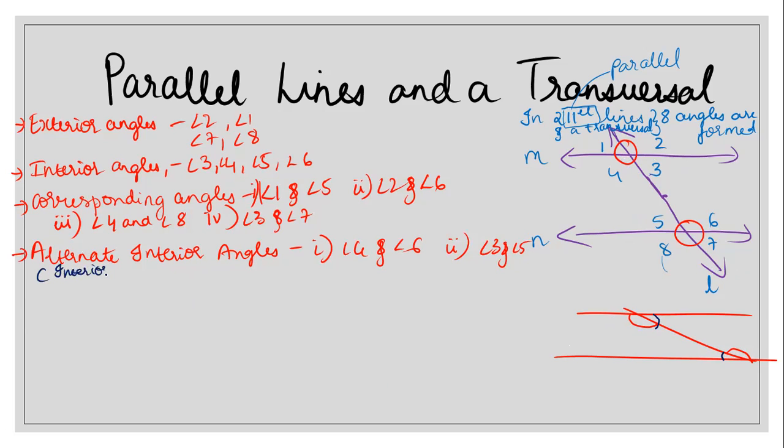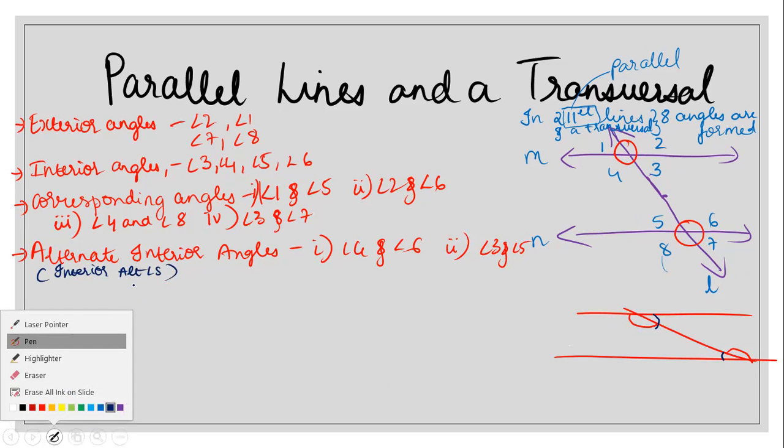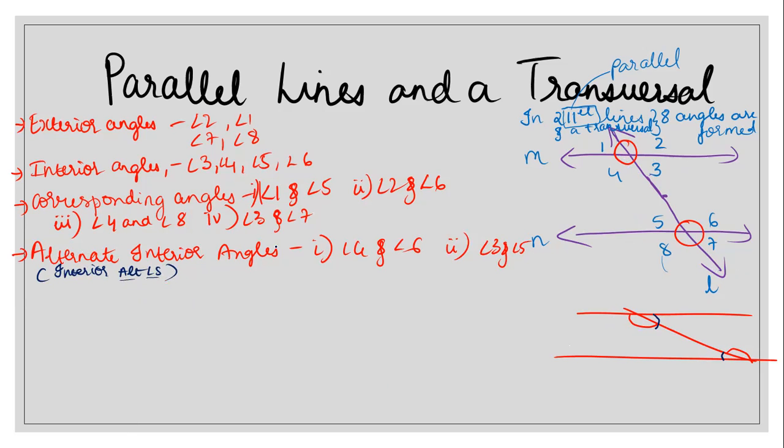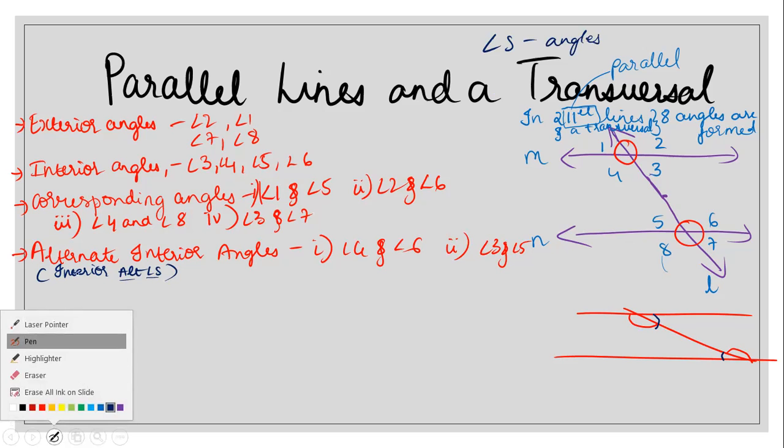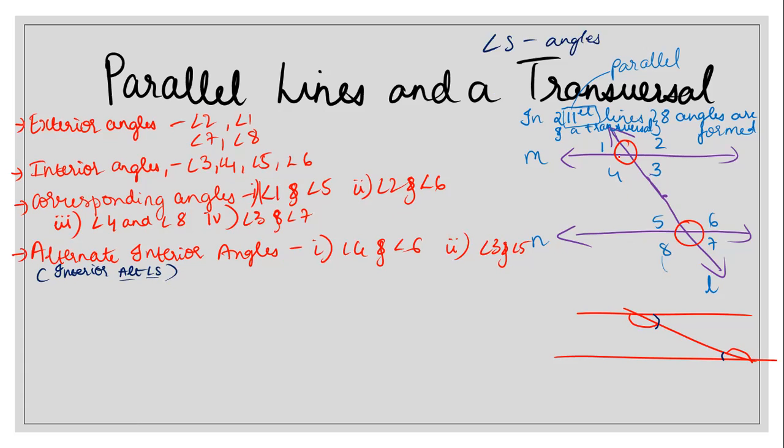Interior alternate angles as well, you can say that. By the way, don't get confused, this means alt and this means angles. I'm writing the meaning of everything so that you don't misunderstand things. So in this case, angle 4 and angle 6 are one alternate interior angles pair. Angle 3 and angle 5 are another alternate interior angles pair. So now alternate interior angles are clear, I hope.